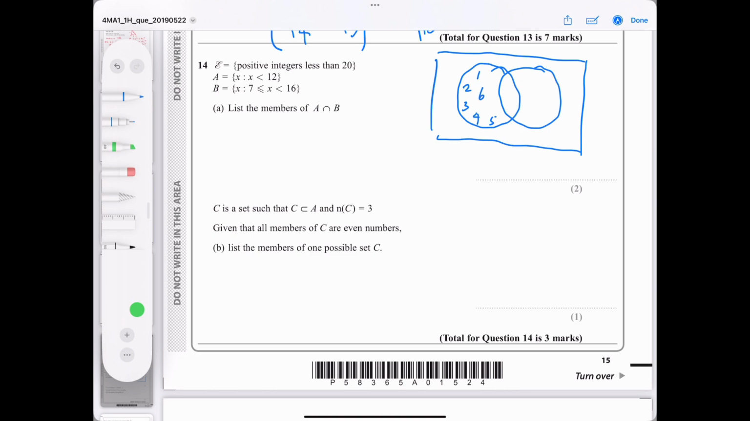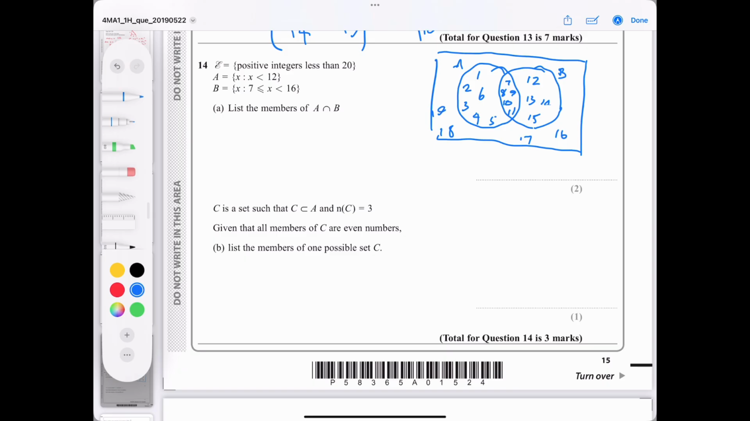Now, B is anything less than 16 but greater than or equal to 7. So we get 7, 8, 9, 10, 11 in that bit. And then 12, 13, 14, 15 and 16 in this bit. Now we should really put B and A in. No, I lie, that is not 16 because it's less than 16. Okay, don't love what I just did there. So that's 15. And then we get 16, 17, 18 and 19 on the outside.